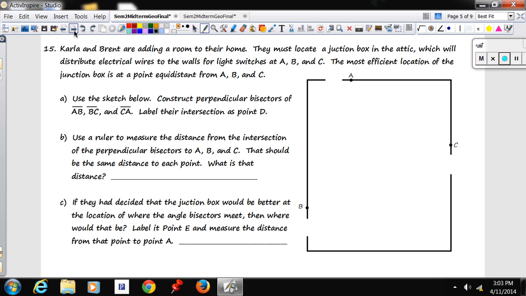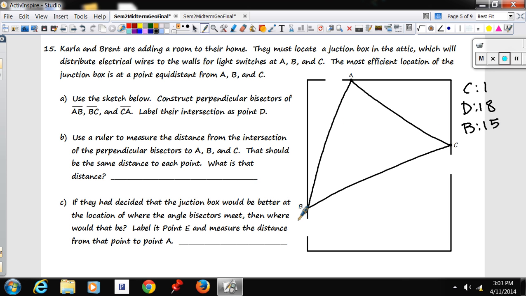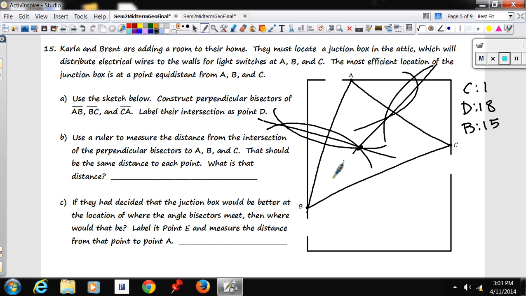What you should have done on the constructions: test C was number 1, test D was 18, and test B was 15. You needed to draw in your three sides of the triangle, and then you would make your arcs. You would connect them, and they would meet, and you would measure that to all three, and that should have been the same measurement. Then you would do the arc with the X, and you would do your angle bisectors, and wherever they met, you would measure that to point A, and that would give you your answers to those.